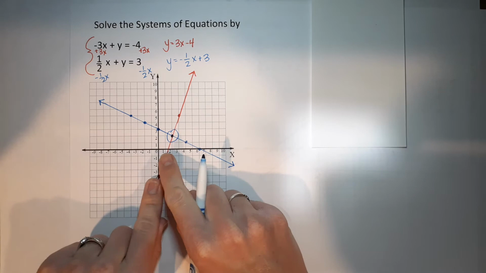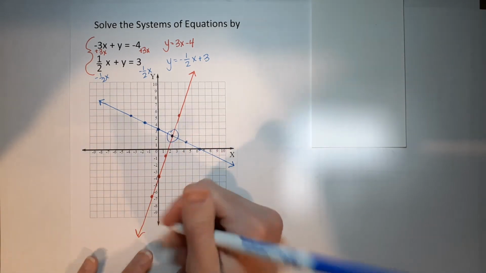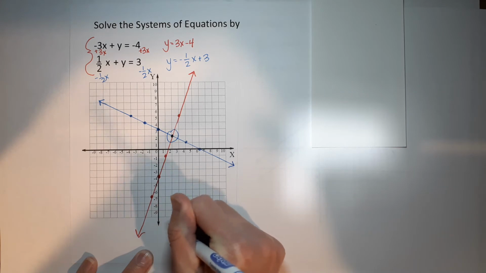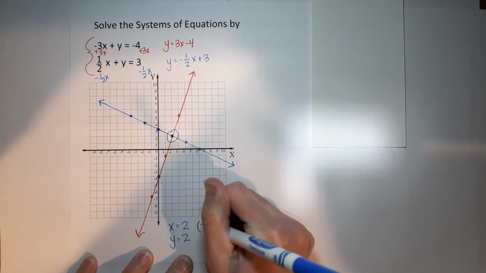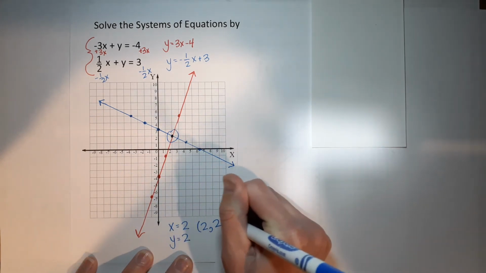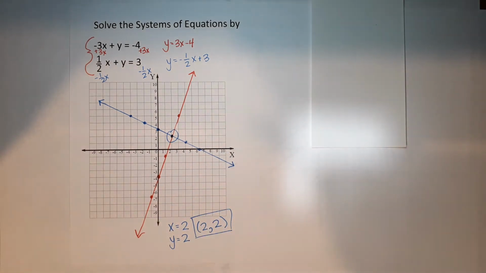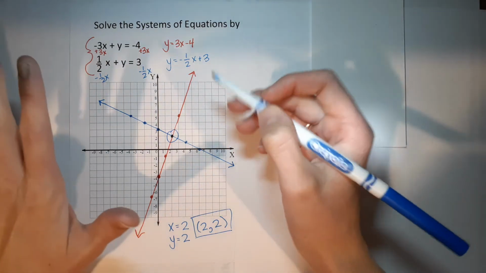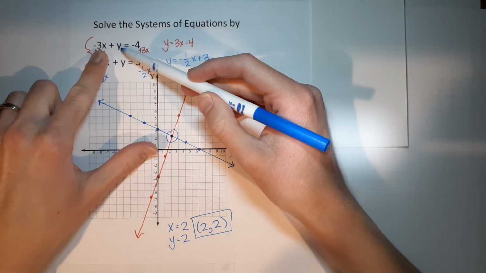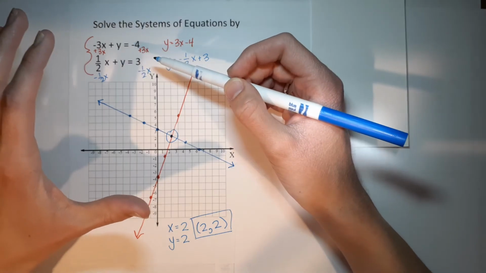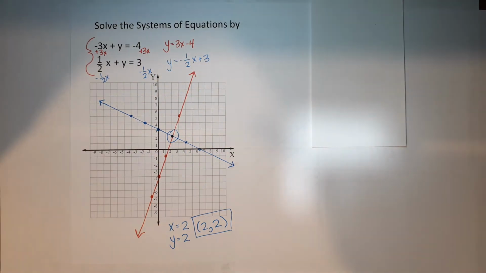It is 2, 2. So x equals 2 and y equals 2. Your teacher might want it written as an ordered pair, just like that. Okay. So if I plug in 2 for x and 2 for y for both of these, they'll both work. Isn't that cool? That's my answer for that one. Okay, next one.